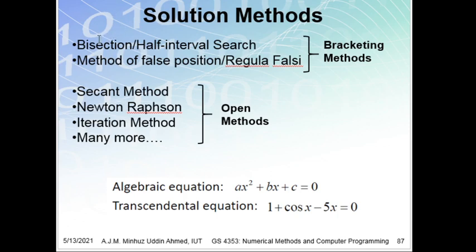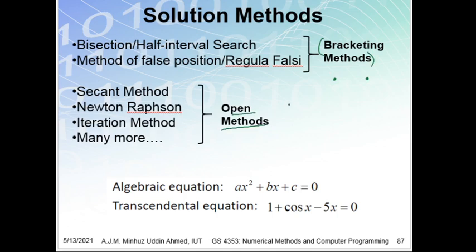So the two major categories are bracketing methods and open methods. The main difference is that in bracketing methods we try to cordon off that particular root. We assume two values, and we try to fix two points within which the root will be lying. That is the main theme of the bracketing method.